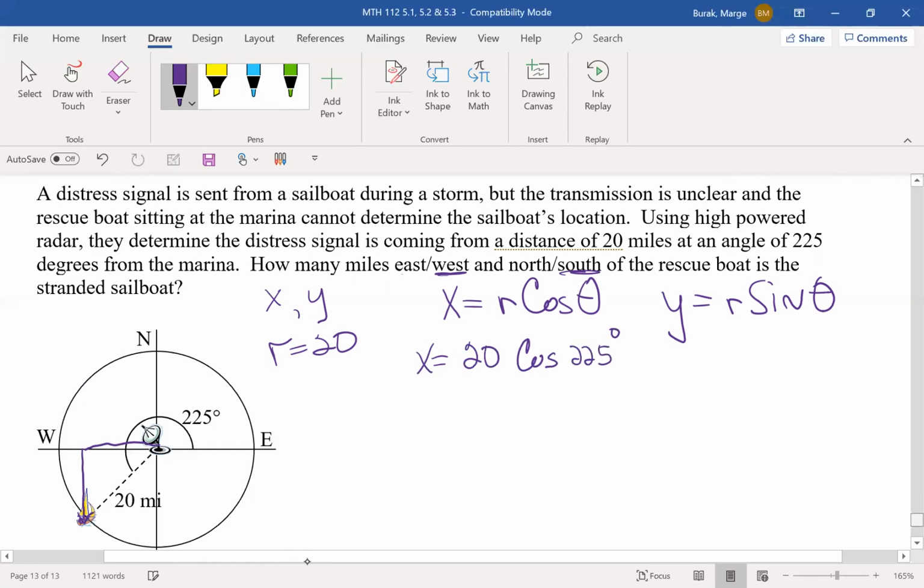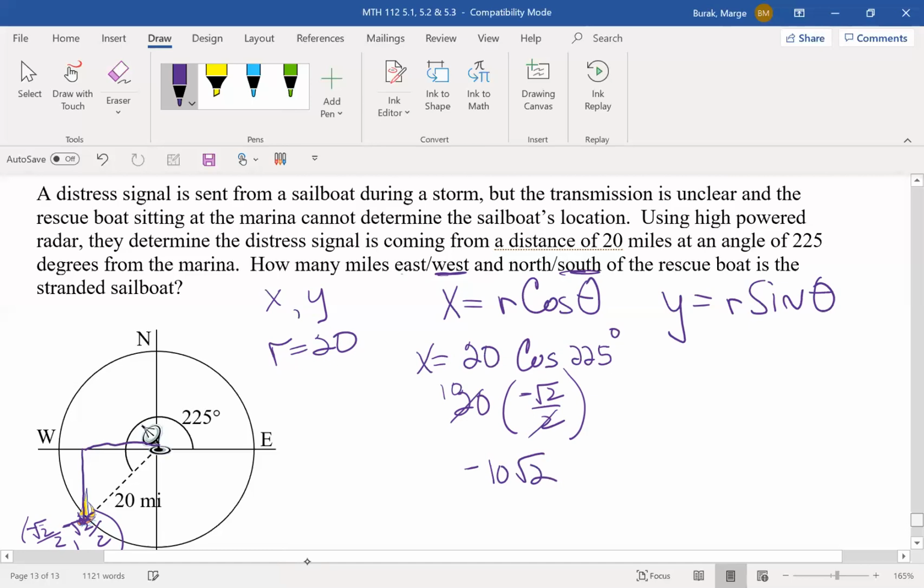And if you remember on our unit circle, that's a fourth because it's right smack down the middle. And the cosine is going to be negative in quadrant 3. So this point has a cosine of negative radical 2 over 2 and a sine of negative radical 2 over 2. So we're going to take 20 times the cosine of 225 degrees, which is negative radical 2 over 2. And we'll cancel the 2 in there, and it's going to be negative 10 times the square root of 2, and they're not going to know what that is.